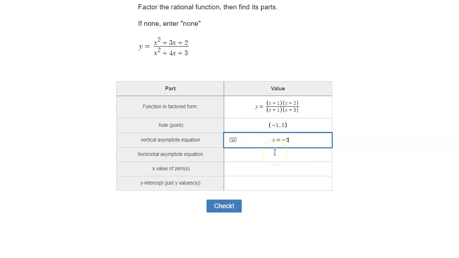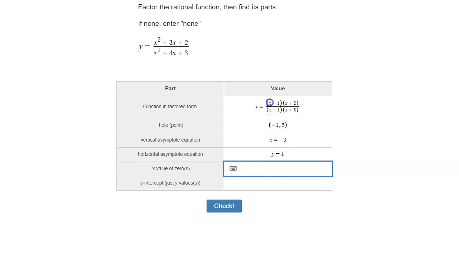Then horizontal asymptotes, you look at the exponents of your greatest exponent. And in this case, the exponent in the numerator and denominator are equal. So you're looking at the ratio of your coefficients. In this case, you have 1 over 1. So your horizontal asymptote is y equals 1.